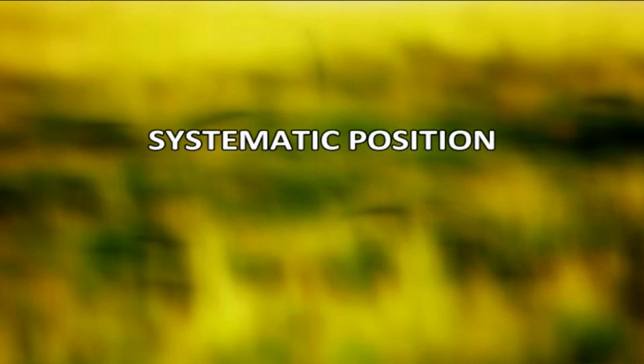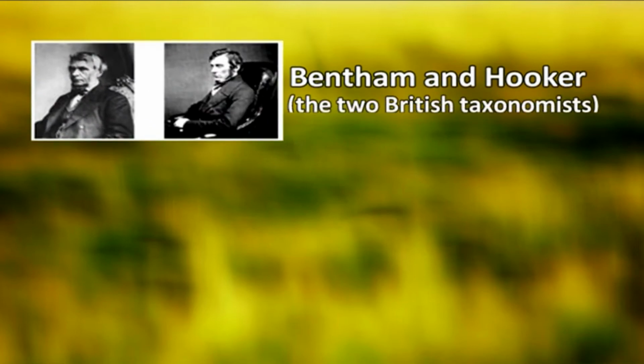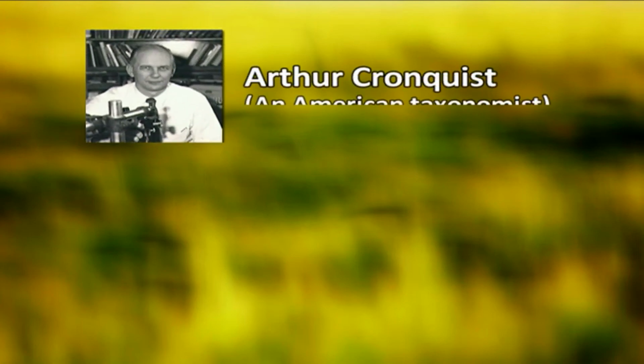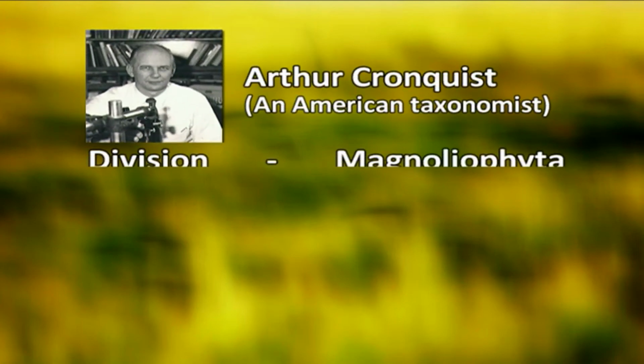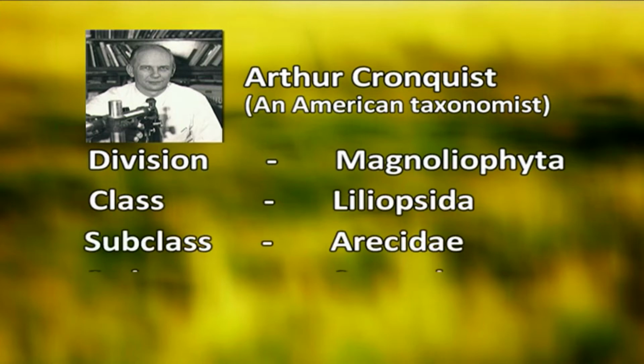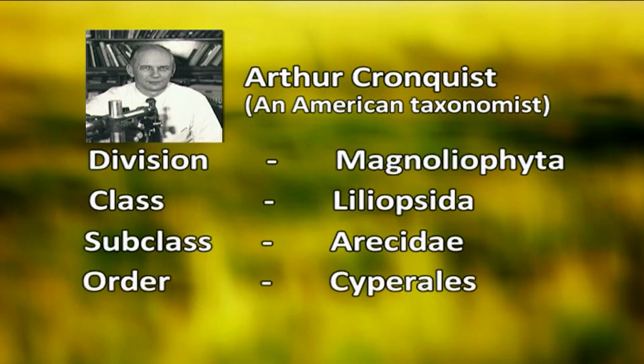Second part of the lecture is systematic position of Poaceae. Two British taxonomists, Bentham and Hooker, classified this Poaceae under the class Monocotyledons and under the series Glumaceae. Later on, Cronquist, an American taxonomist, ranked it at the division Magnoliophyta, class Liliopsida, subclass Commelinidae, and the order Cyperales.